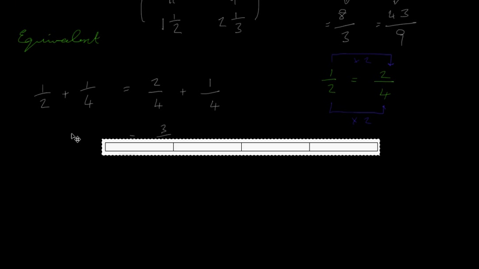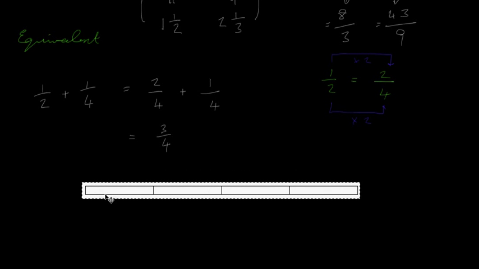So if we have a look at this here, we have a fraction strip. We have this rectangular strip, and it's divided up into quarters. Now if you take 2 of these quarters, there's 1 quarter, there's another quarter, so that's this 2 quarters here. From here up to here, I've taken 2 quarters. Now I'm going to add another quarter here. This is the 1 quarter here.